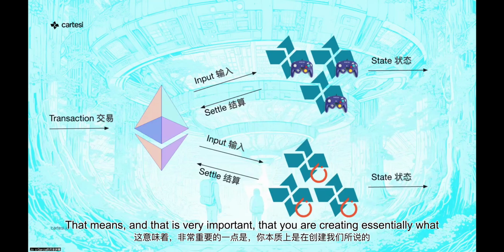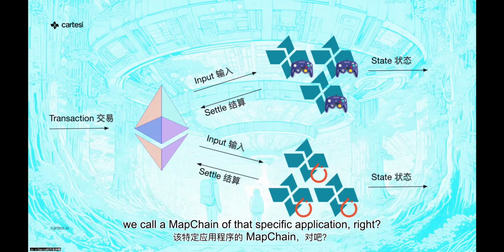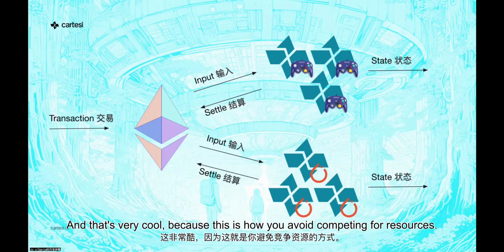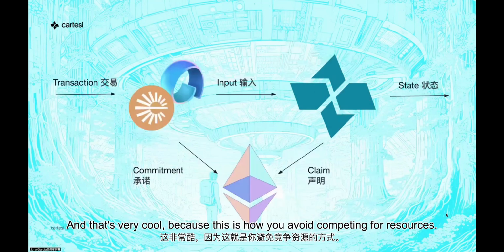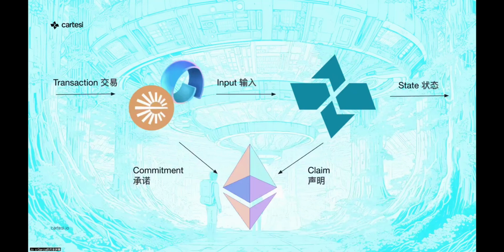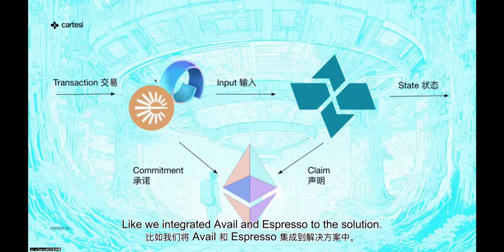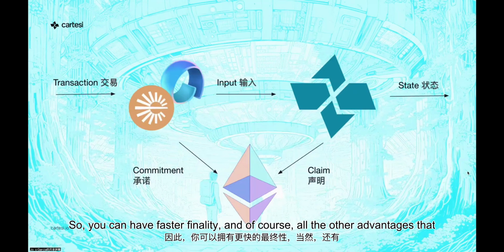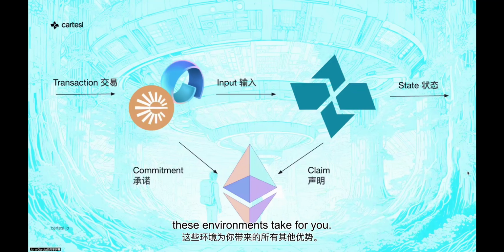That means, and that is very important, that you are creating essentially what we call an app chain of that specific application, right? It's a layer two that runs just one specific app. And that's very cool because this is how you avoid competing for resources. Of course, there are other things that we can do with it as well. Like we integrated Avail and Espresso to the solution. And you can use those two as data availability and sequencing. So you can have faster finality and of course, all the other advantages that these environments bring to you.